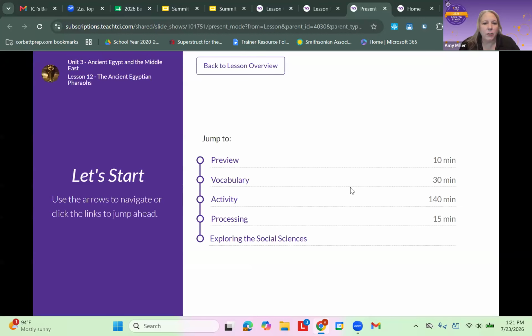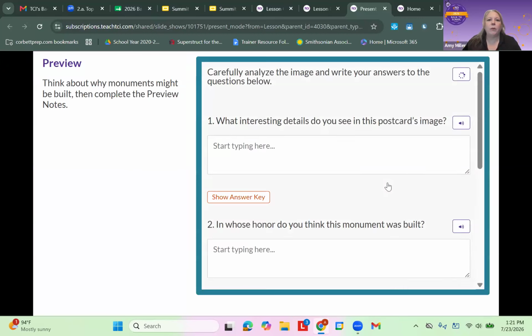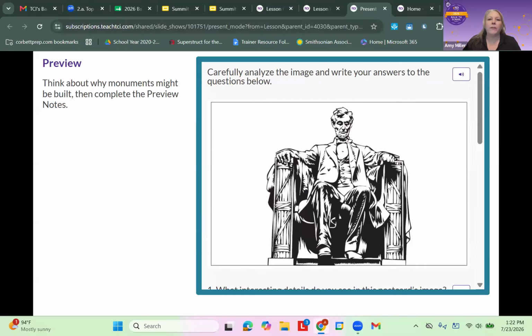I really like this lesson for a couple of reasons. We're not just looking at famous people in history, we're looking at their accomplishments. And so when we take a look at the preview for this, again, we're going to start at the place where the kids have some recognition and can build from there.